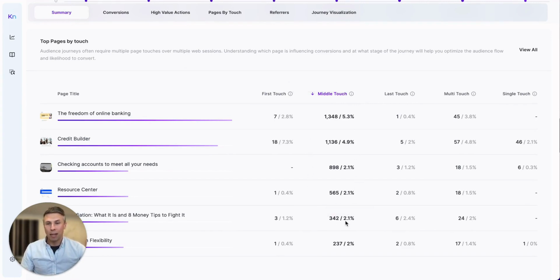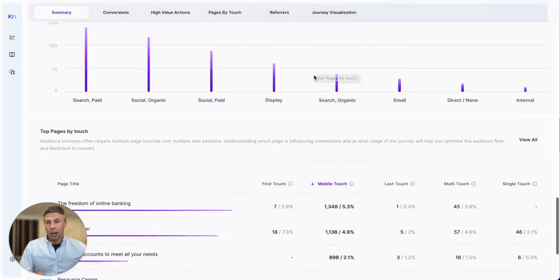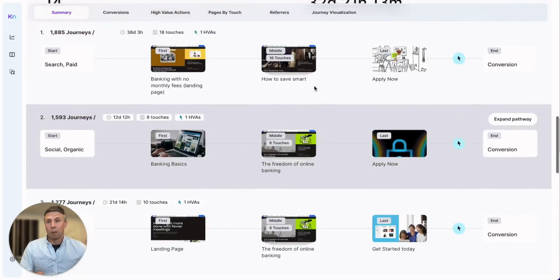And so it's these pages and these content assets that are essentially the catalysts that sit in the customer journey that are moving people through. And once you identify those, there's all sorts of optimizations you can make, whether it's putting more CTAs on those pages that show up in the middle touch to try to get people to convert right away, to driving more traffic to them, to making more content that's similar to those content assets, let's say, to again try to move people through their journeys.